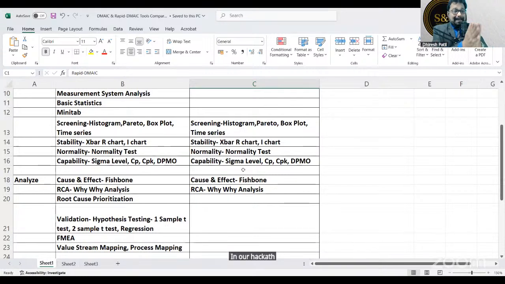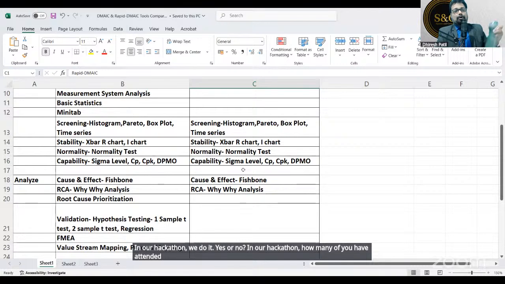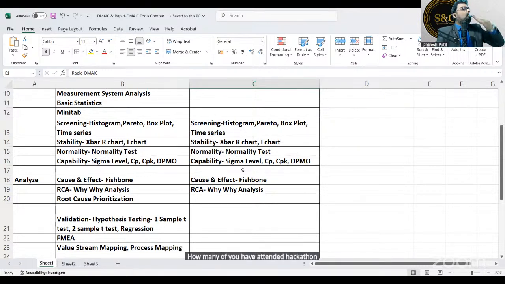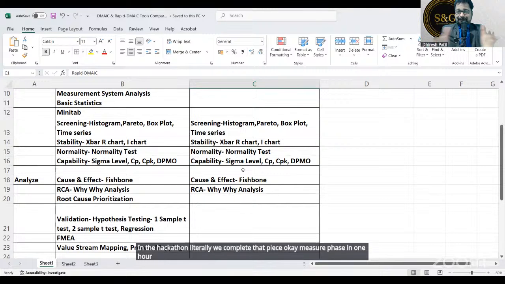In our hackathon, how many of you have attended a hackathon? Just type yes in the chat box. How many of you have attended hackathon? In the hackathon, literally, we complete that piece. Measure phase in 1 hour, analyze phase in a couple of hours. So we really rapidly do this with some exercises on Minitab. Okay. So it is proven.